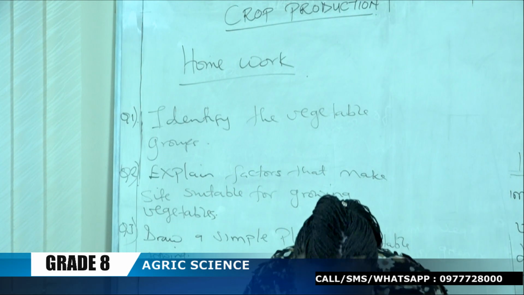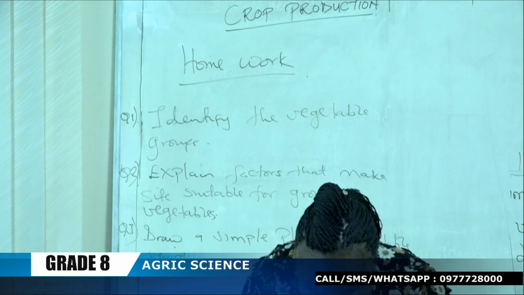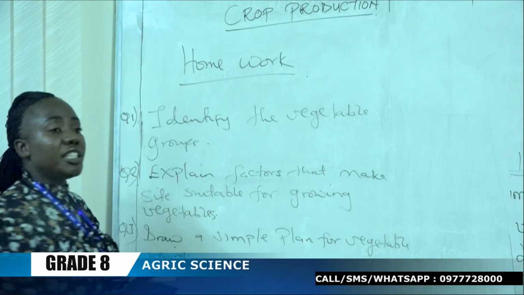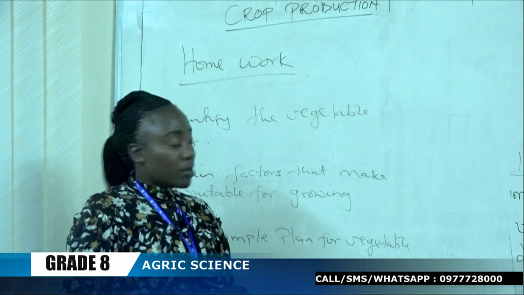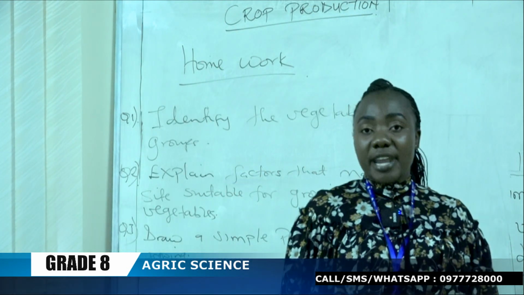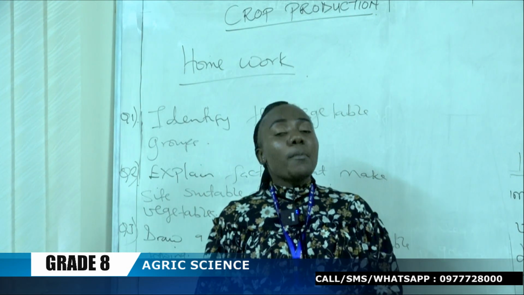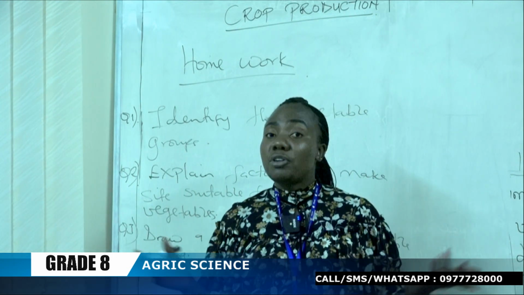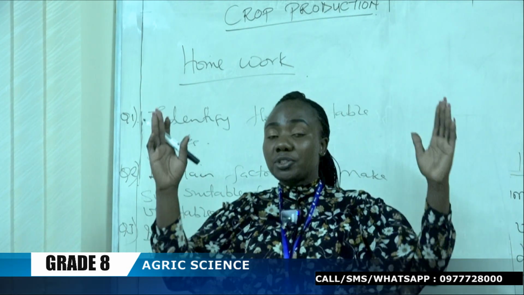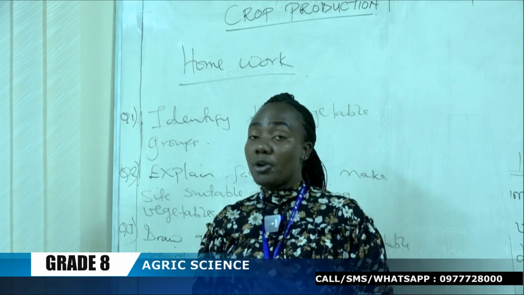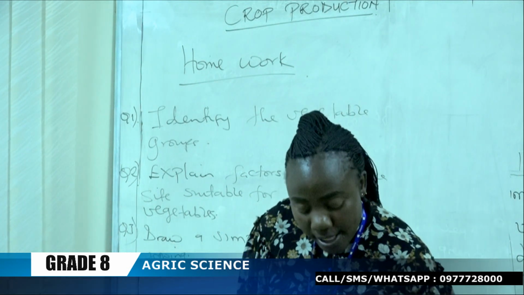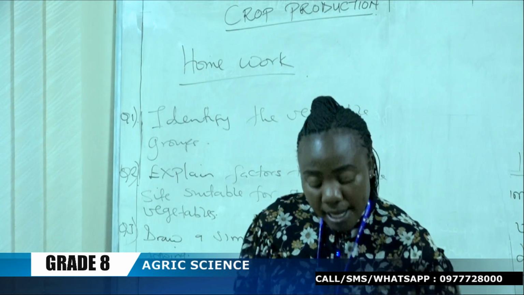Okay, so there's a question I have here. Someone is saying, I didn't get the definition of crop production. Okay, so crop production is a branch of agriculture that deals with the growing of crops. Okay, any questions? Any questions?